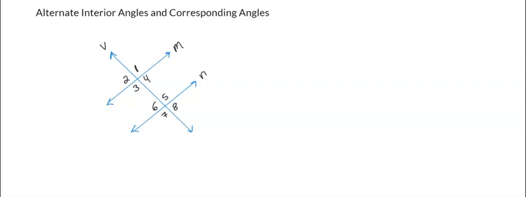So alternate interior angles, the focus is here, the center, are basically angles that are inside the parallel lines, and they're opposite each other right here, like number 4 and number 6, and they're equal to each other. So the measure of angle 4 is equal to the measure of angle 6. The same goes for the other one. Measure of angle 3 is equal to the measure of angle 5.